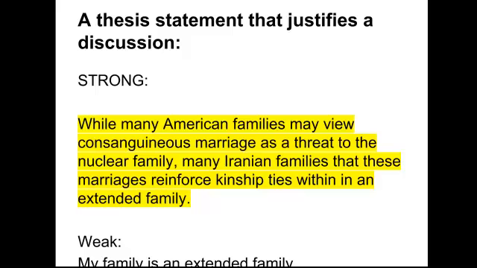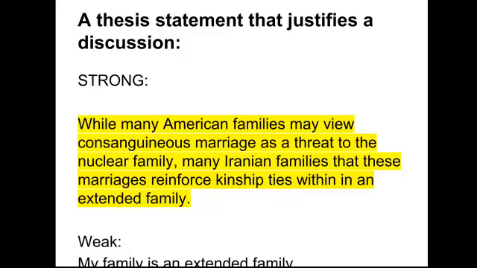So in case you didn't know, consanguineous marriage is marriage within families, so like marriage amongst second or third cousins. Americans feel that this is a threat to nuclear families, and Iranians feel that it reinforces kinship. So this would justify further discussion, and you could discuss it further in your paper.